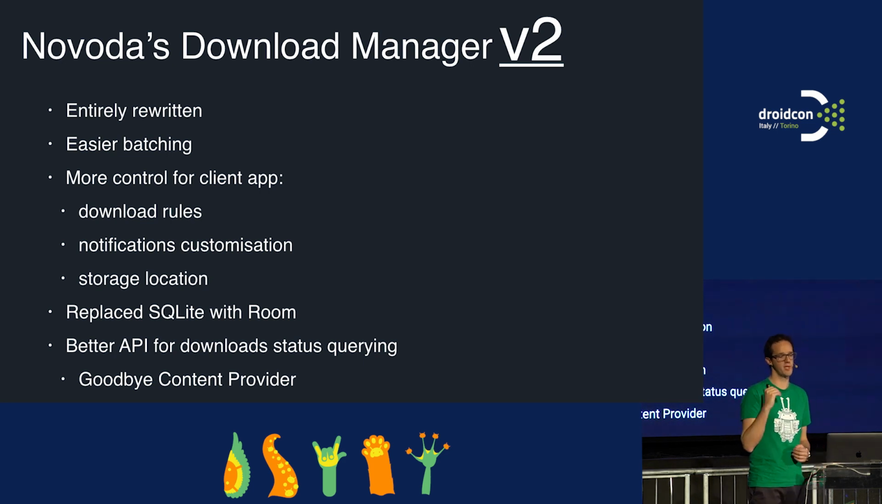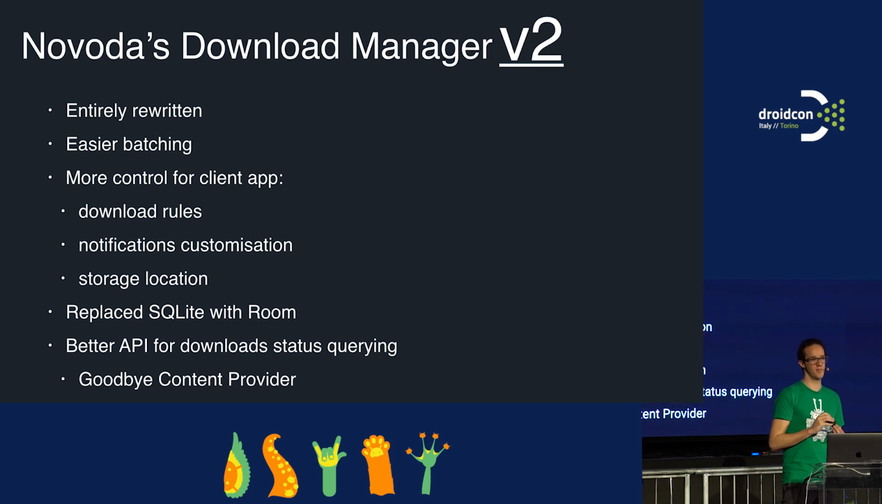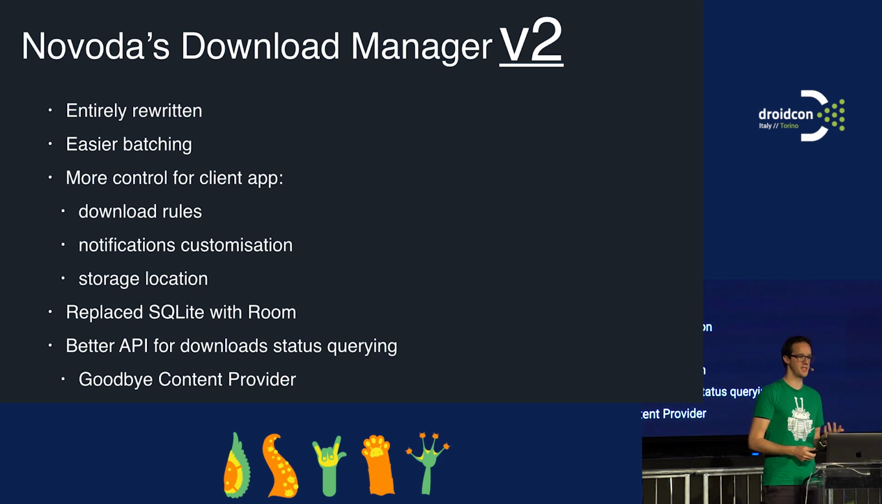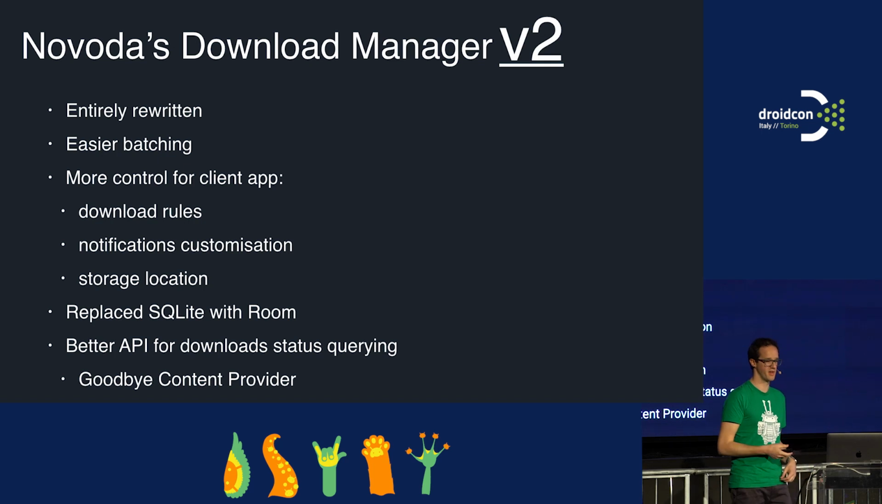Internally, under the hood, we replaced SQL with Room. And in general, we created a way better API to query, in order to allow the client application to be notified regarding the status of downloads. And this basically was, I think, one of the best things that we did, because it allowed us to get rid of content providers and content resolvers, which in the OSP version were exposed publicly, with all the negative effects of this.